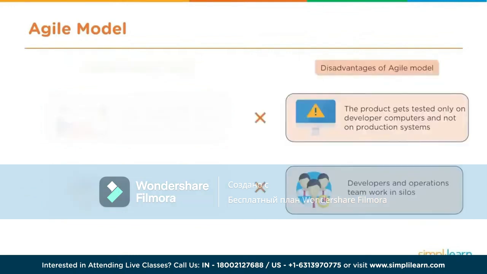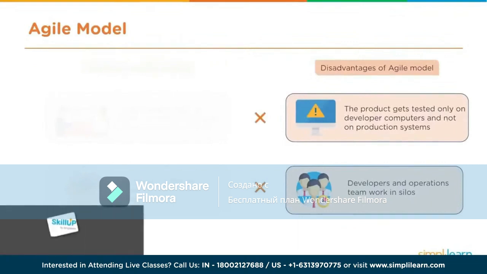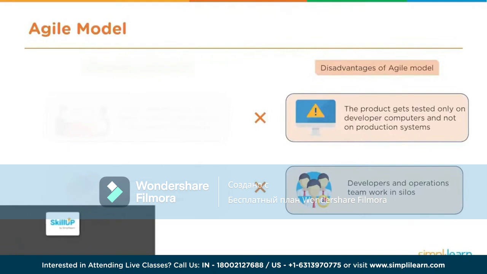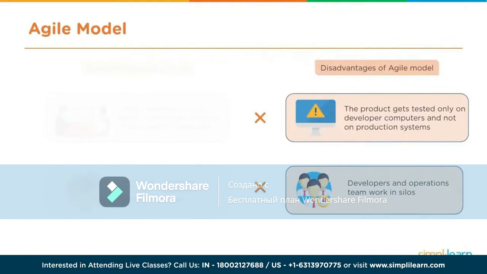However, there are also some distinct disadvantages. The product itself really doesn't get tested in a production environment. It's only being tested on the developer computers. And it's really hard when you're actually running Agile for the sprint team to actually build out a solution easily and effectively on their computers to mimic the production environment.